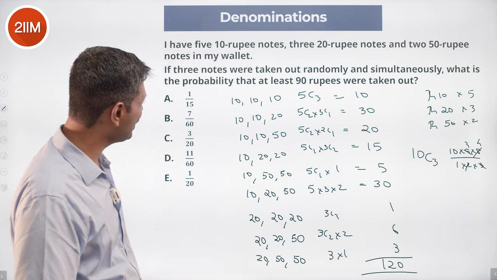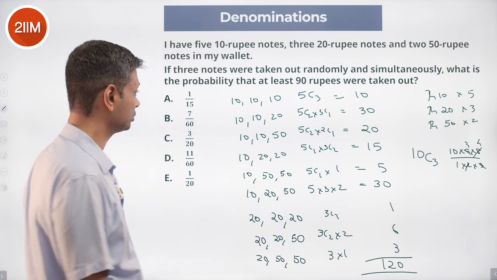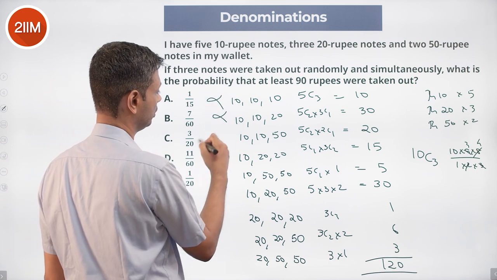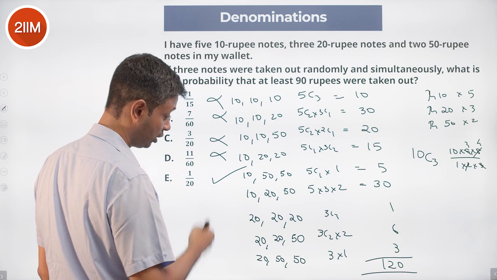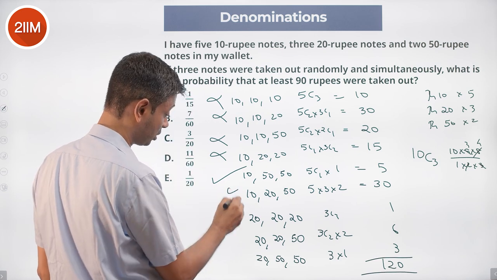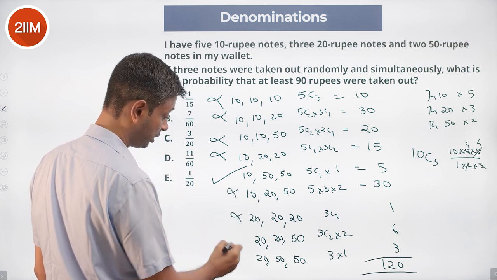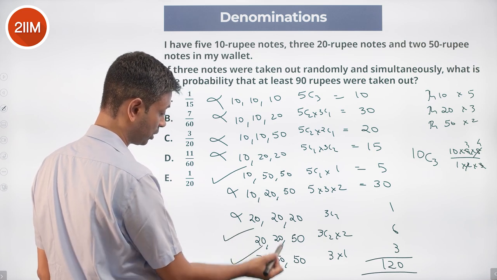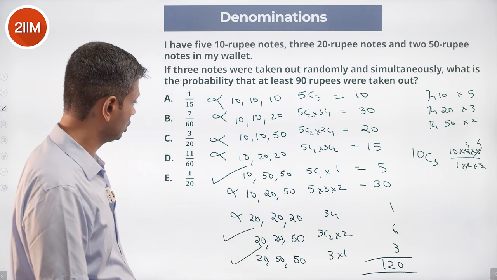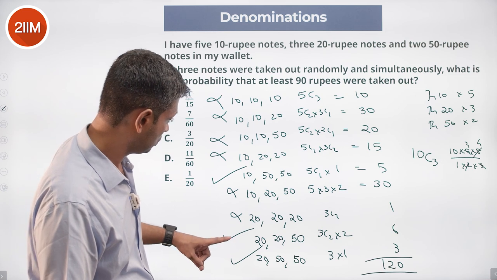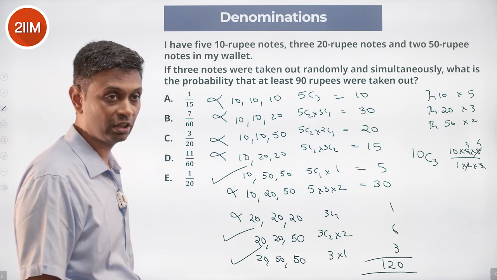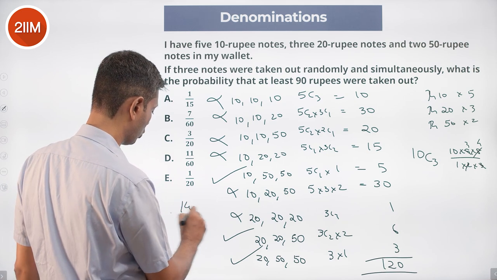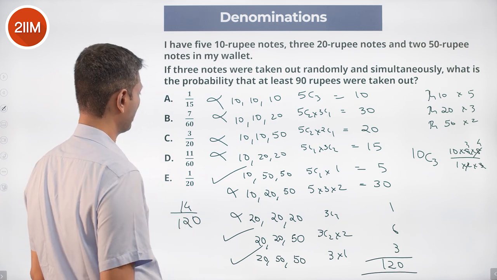Now we need at least 90 rupees taken out. So not this, not this. This is 70, 50, this could work. 10, 20, 50 is only 80, not this, not this. 20, 20, 50, this could work. 20, 50, 50, this could work. So 6 plus 3 is 9, 9 plus 5 is 14. 14 by 120, which is 7 by 60.